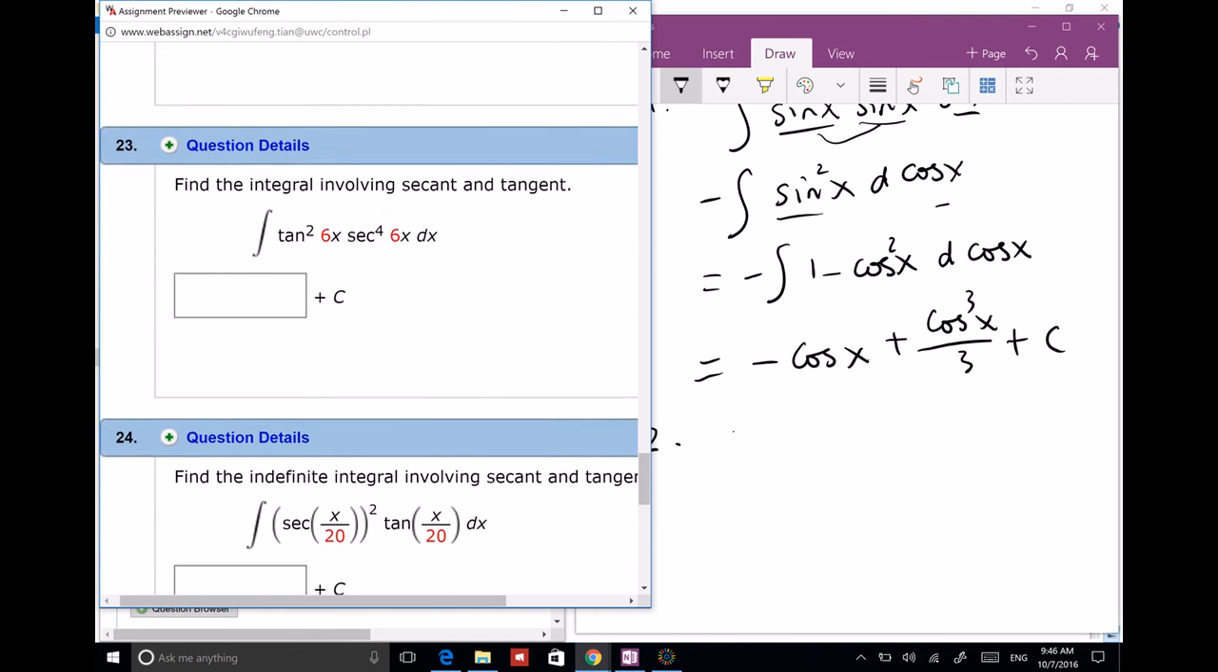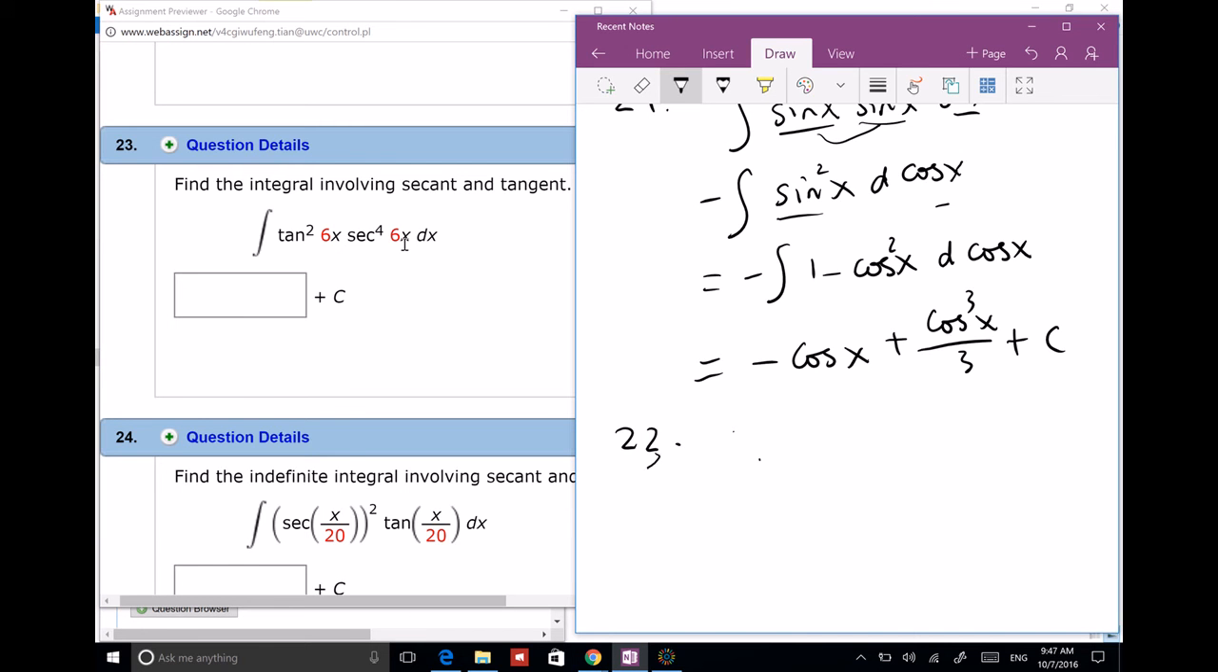So 23, what do you do? You factor the secant 4 into secant square. Then you use 1 of the secant squares as d of tangent. Okay, let me do 23 real quick. So you got tangent square 6x. You put the secant 4 into secant square and another secant square.